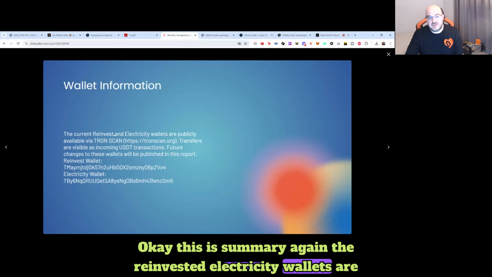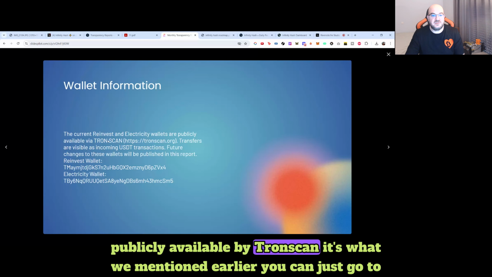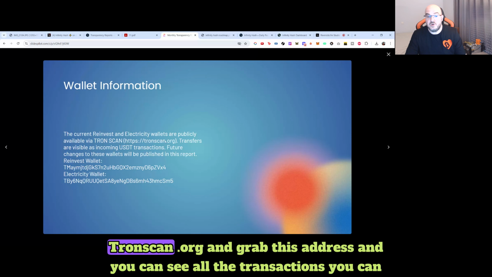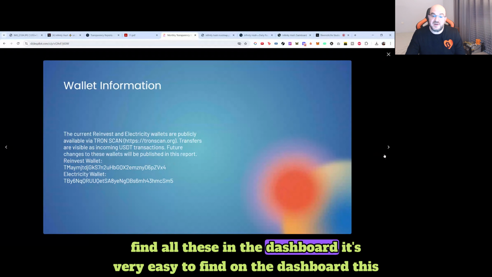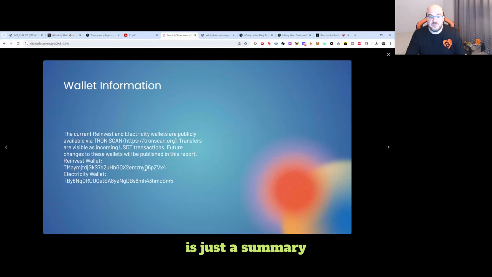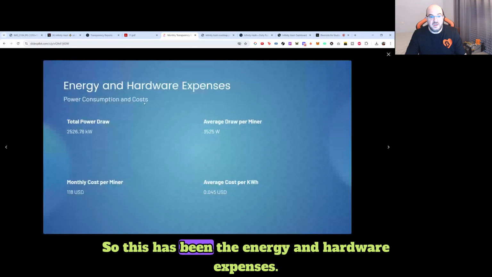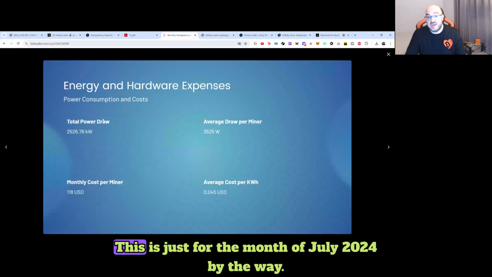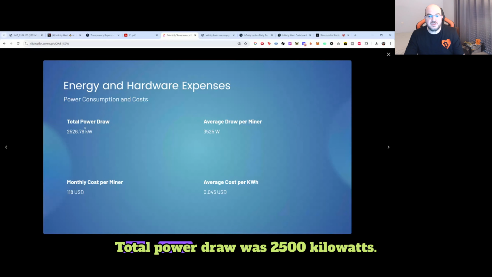This is a summary again. The reinvest and electricity wallets are publicly available on Tronscan. It's what we mentioned earlier. You can just go to tronscan.org and grab this address, and you can see all the transactions. You can find all these in the dashboard. It's very easy to find on the dashboard. This is just a summary so that I can make this video. So this has been the energy and hardware expenses. This is just for the month of July 2024, by the way.